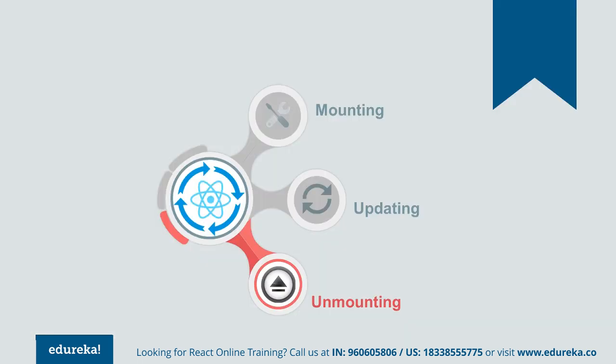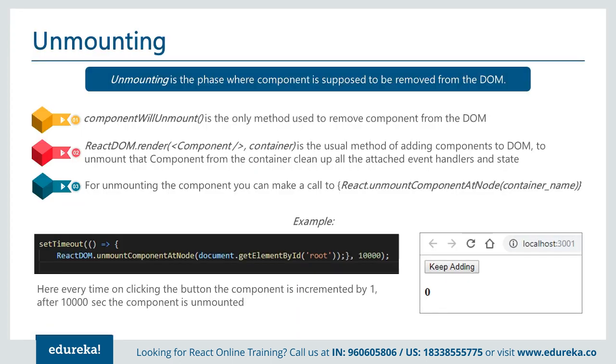And in unmounting, basically what happens, unmounting is a phase when the component is supposed to be removed from the DOM. I'll show you those things when I introduce routing, there I'll show the unmounting. componentWillUnmount is the only method used to remove the component. Suppose you're coming out of that page, and when you come out of that page you want to do something, suppose a user is filling a form. While filling the form, the user leaves the page suddenly. You can ask the user, do you really want to leave? Or you can save the data. When the user comes back to that page, you can use the same data.